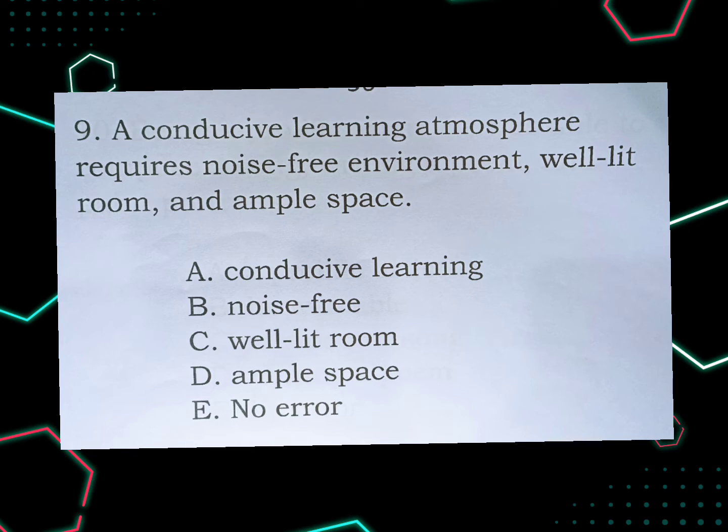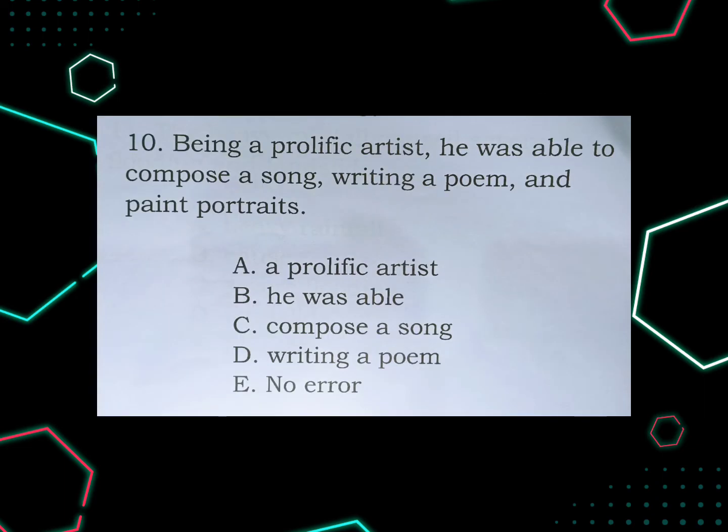A. Conducive learning. B. Noise-free. C. Well-lit room. D. Ample space. E. No error. Number 10. Being a prolific artist, he was able to compose a song, writing a poem, and paint portraits.